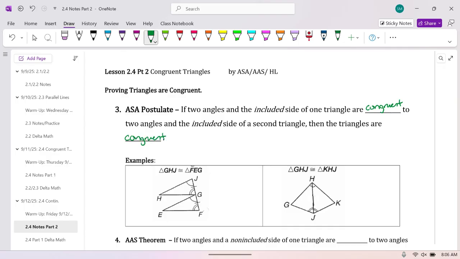All right. So remember, we talked about what included angle means. Included side is pretty much the same as an included angle. It just means the side between two angles. That's all included side means. It's similar to included angle. So let's look at an example here.